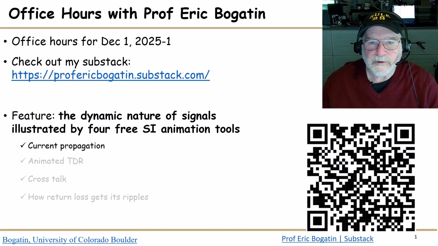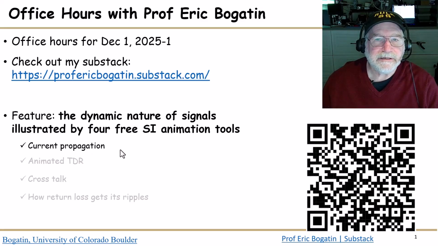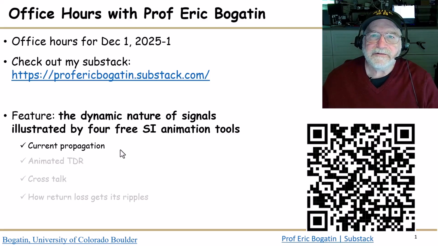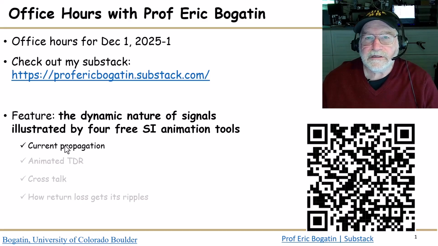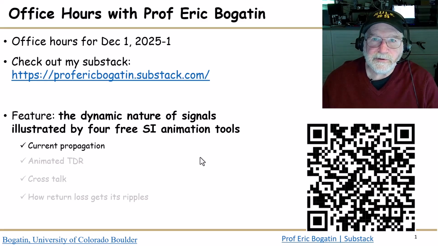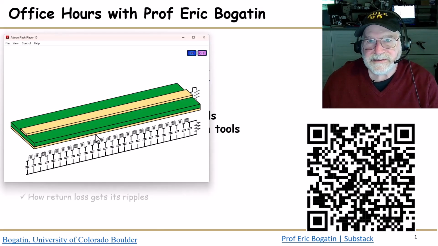The first example of the free signal integrity animation tool that I'm going to show you is about current propagation in a transmission line. It's really simple, but it gives you a really good feel for how signal and return currents propagate on a transmission line. Let's open it up. After you click on the links that are in the Substack post for December 1st, you'll be able to access executables for all four of these tools. And when you download them, be sure to open up the first one about current propagation. Here's what it opens up to, and it's a really simple example.